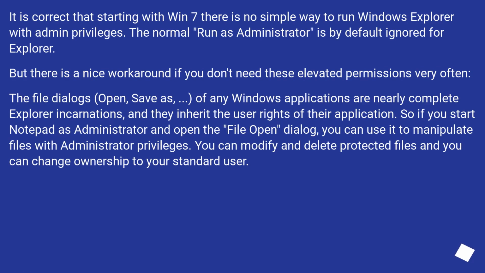It is correct that starting with Win 7 there is no simple way to run Windows Explorer with admin privileges. The normal run as administrator is by default ignored for Explorer. But there is a nice workaround if you don't need these elevated permissions very often.